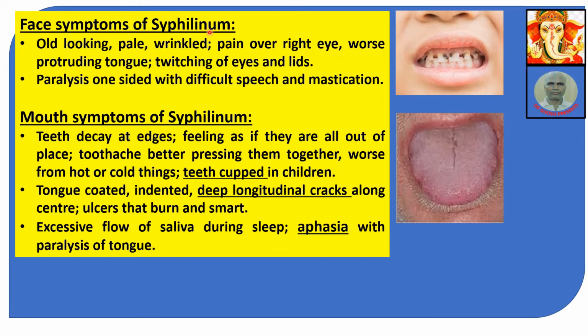Face symptoms of Syphilinum: old looking, pale, wrinkled, pain over right eye, worse protruding tongue, twitching of eyelids and eyes and eyelids, paralysis one-sided with difficult speech and mastication. Mastication means chewing.